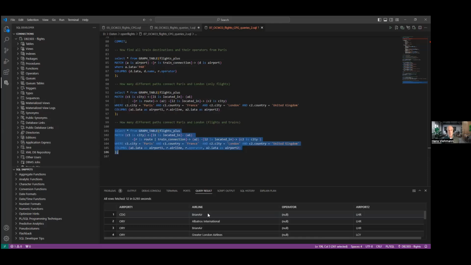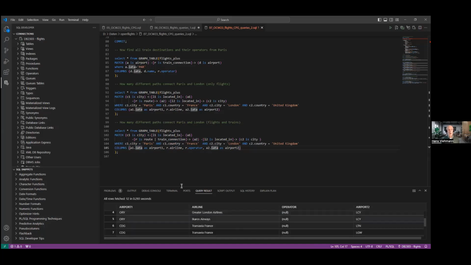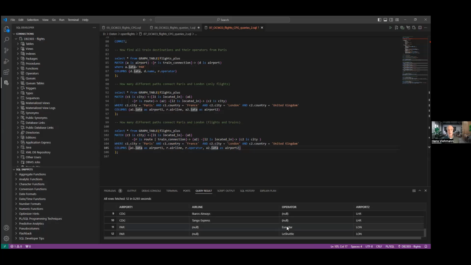And the reason why I wanted to show you this was on the path here between the airports, we now have different edges with different properties, right? For airline edges, we have the name of the airline. For train connections, we have the operator, right? And so this is how we deal with these schema flexible graphs. Okay, I think we're already a little over time. Let me just quickly wrap up.